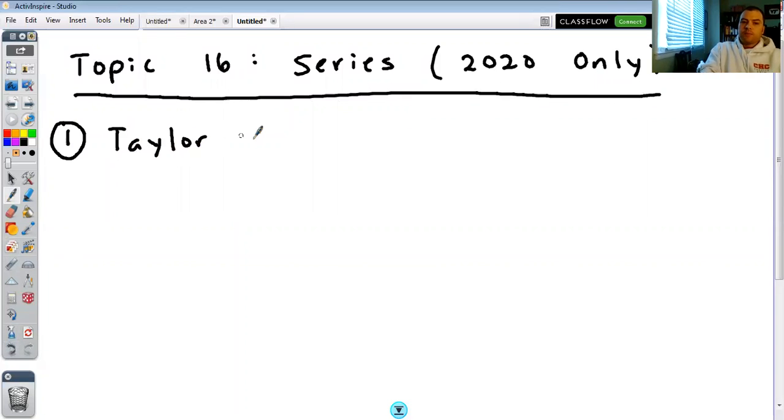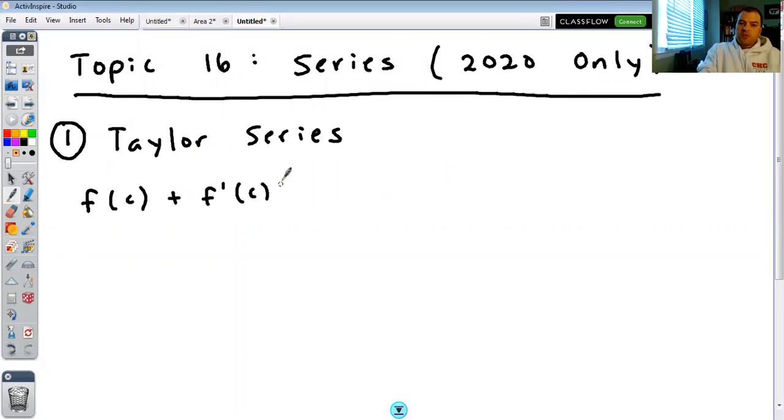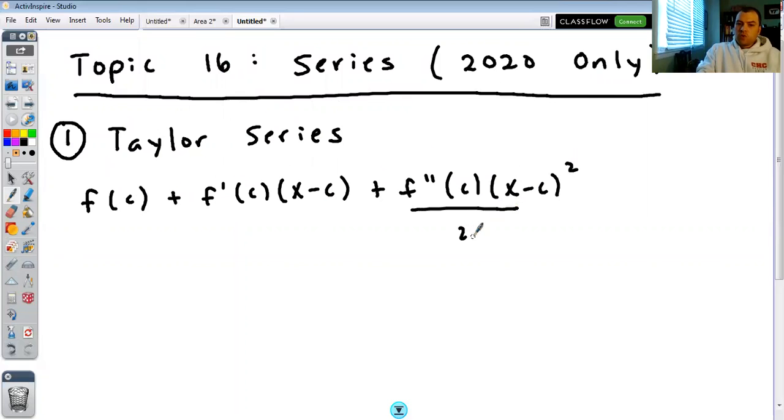How do we create a Taylor series for a function that we can then use to make an approximation for that function? And this is a formula that you want to be ready for. So the formula is f of c plus f prime of c times x minus c to the first plus f double prime of c times x minus c to the second over 2 factorial, and then so on, following that same pattern. Third, nth derivative, nth power or degree over n factorial.